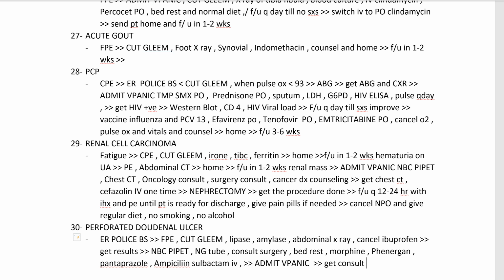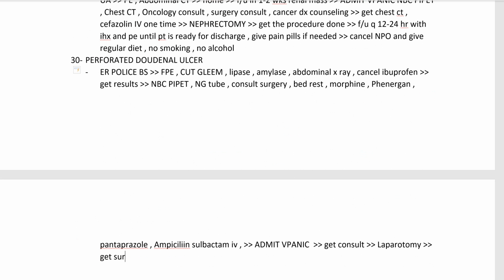Get consult. After you get the consult, this is important, you don't want to order surgery before the consult. Consult the surgery and then you order laparotomy. Regular general surgery? General surgery, yeah, a general surgeon can do it easily. They do it all the time. After that, you want to do laparotomy, and then get the procedure done, which is surgical repair of the duodenum. That's it. Get surgery done. So when you order laparotomy, they're going to fix whatever problem there is.